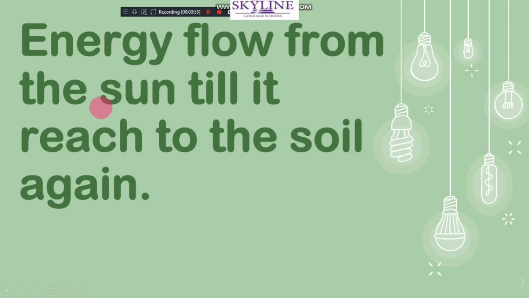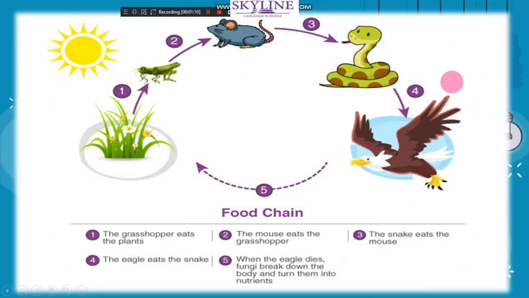Energy flows from the sun. So the sun gives its energy to the plant to make the photosynthesis process, to make their food, to reach the soil again by the decomposer. You know that. We have a food chain. Look, this is called a food chain. It starts from the sun.